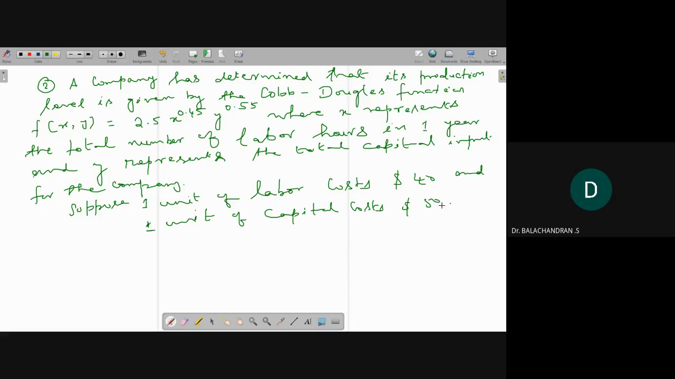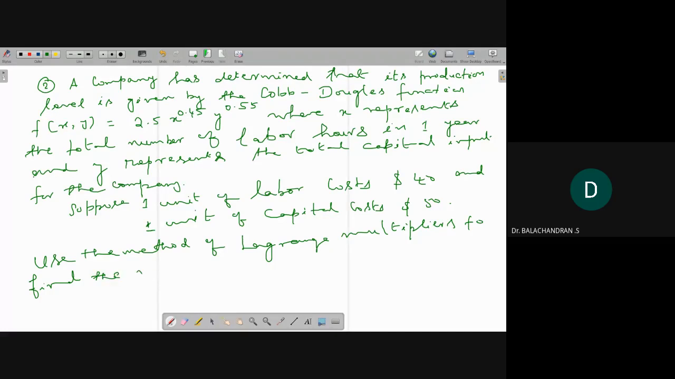Sometimes they don't give the method of Lagrange, but here I am giving. Use the method of Lagrange multipliers to find the maximum value of f of x comma y. I think you know the function f of x comma y, so I don't want to write it again.